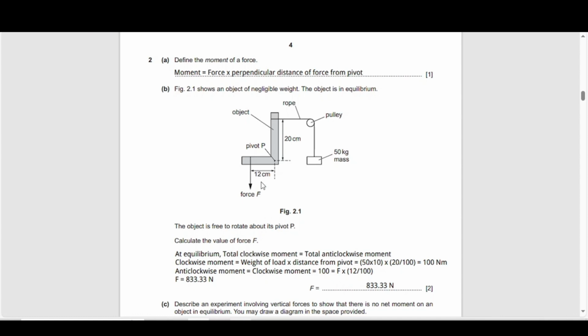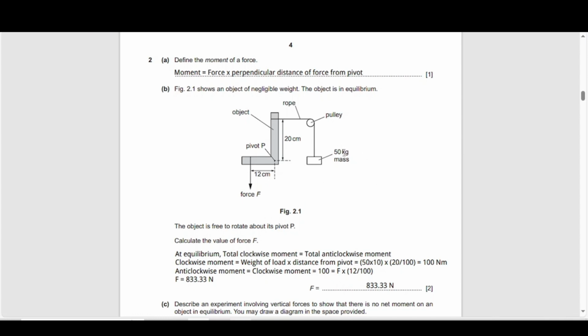So that's 20 centimeters, this is 12 centimeters, so that will be 0.2 meters. Centimeters to meters, you've got to divide by 100. 12 centimeters will be 0.12 meters. So then we can say that the total clockwise moment, which is caused because of this weight, because the weight is pulling the object towards the right, and that's going to make the object rotate like that, versus force F pulling it downwards, which is making it go in an anti-clockwise way. So total clockwise moment equals total anti-clockwise moment.